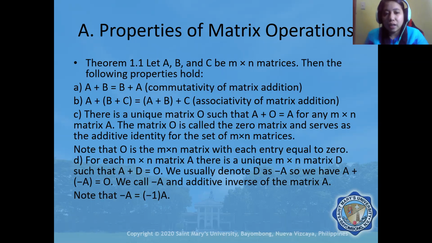Okay, for letter D, for each M by N matrix A, there is a unique M times N matrix D such that A plus D is equal to 0. We usually denote D as negative A. So we have A plus negative A equal to 0. We call negative A the additive inverse of the matrix A. We note that, of course, negative A is equal to negative 1 multiplied by A.